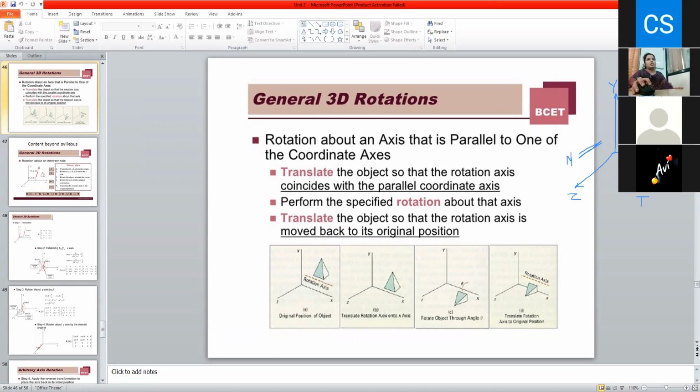So first is translate it down such that it will coincide on X axis. This is your L and X are same. Then perform the rotation of the object around this axis. And third, once the rotation is over, our job is over. We have to carry out only the rotation. So as our job is over, we are going to shift that axis to its original location. So translate inverse. So translate the object, translate the axis, then rotate, and then translate inverse to the original position. These are the 3 steps for rotation about an axis parallel to coordinate axis.